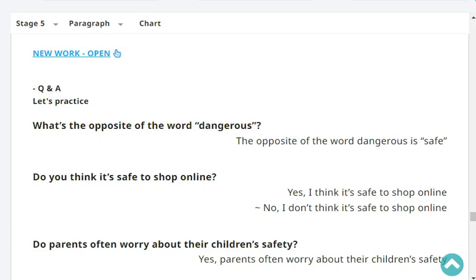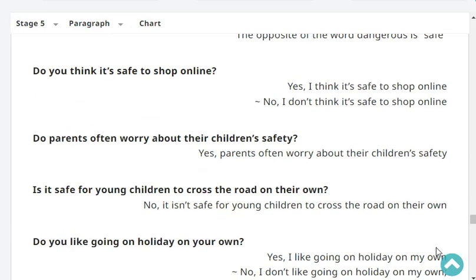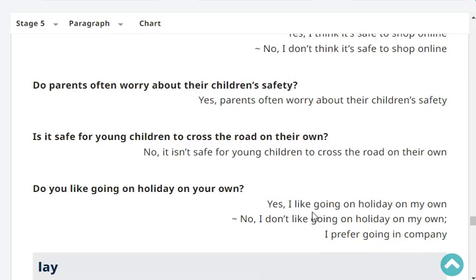Do you think it's safe to shop online? Yes or no? Yes, I think it's safe to shop online. Very good. Do parents often worry about their children's safety? Yes, parents often worry about their children's safety. Is it safe for young children to cross the road on their own? No, it isn't safe for young children to cross the road on their own.